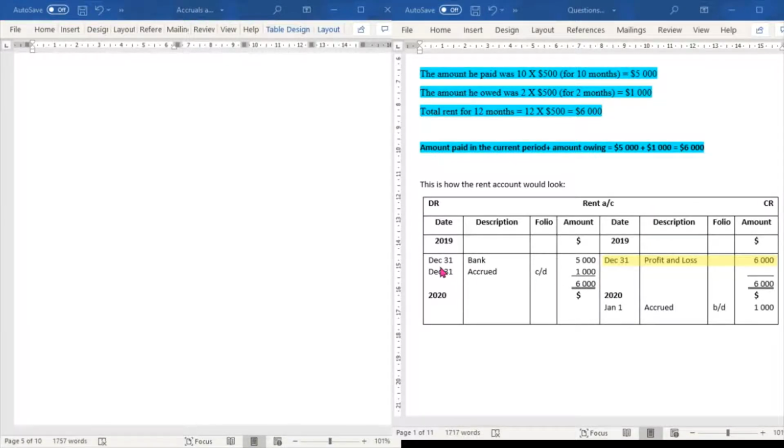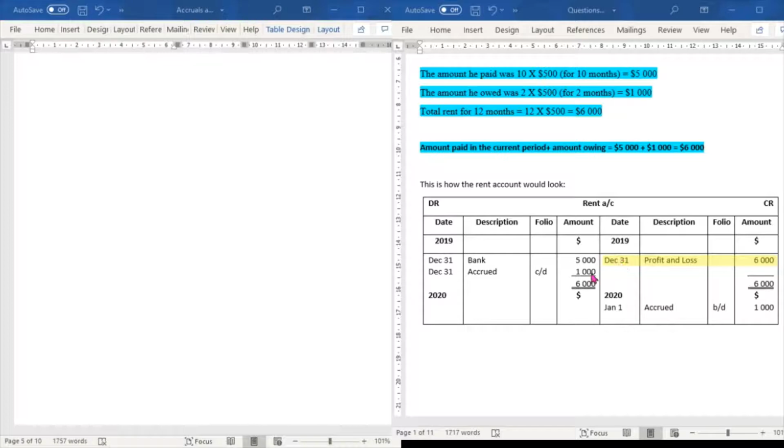During the year, he paid $5,000, so you would debit his rent account with that $5,000. The amount that should be transferred to the profit and loss account is $6,000, so you credit the rent account with that $6,000. And at the end of the period, you're going to balance the account to see what is left on it. The amount that is left on the account is the amount that is owed.